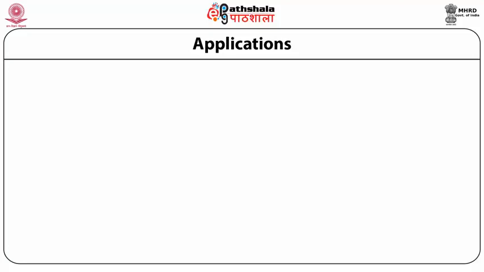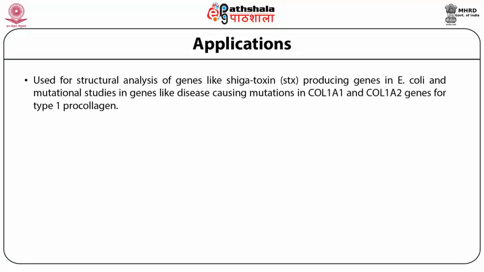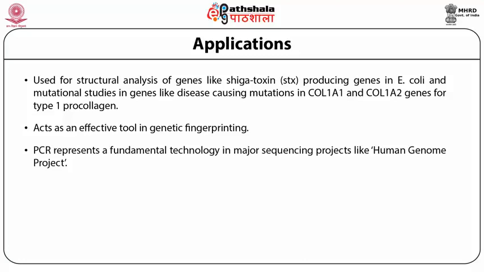This method has various applications. It is used for structural analysis of genes like Shiga toxin producing genes in E. coli and mutational studies in genes, like disease-causing mutations in the COL1A1 and COL1A2 genes of type 1 procollagen. Then PCR is an effective tool in genetic fingerprinting. It represents a fundamental technology in major sequencing projects like the Human Genome Project.